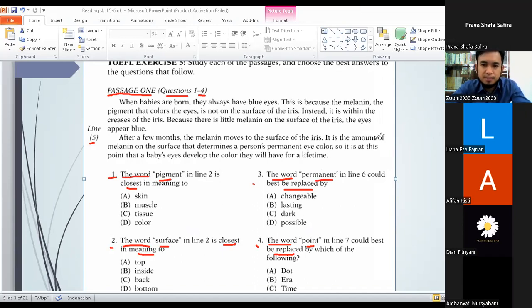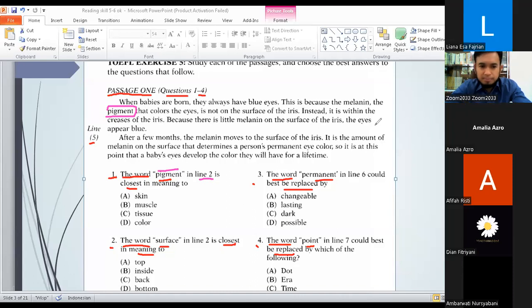So what's your answer? Can anyone answer the question? Please point your eyes to the word pigment in line 2. This is the clue. Pigment in line 1, line 2. So the word pigment is the closest in meaning to skin, muscle, tissue, or color. Color. So the word pigment in line 2 is the closest meaning to color.